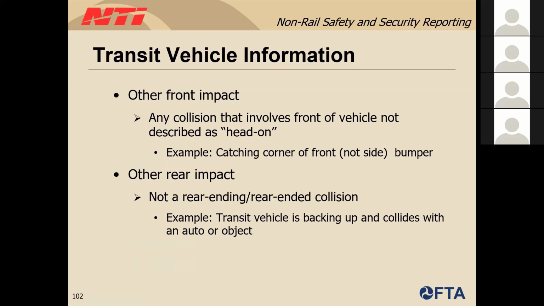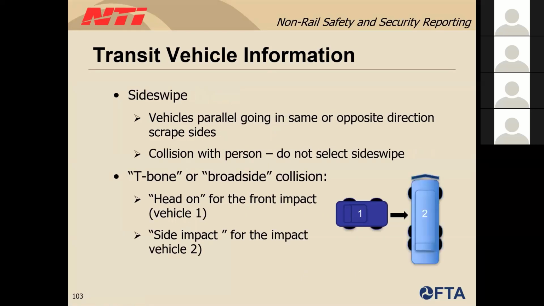Likewise, other rear impact is used when the transit vehicle is impacted on the rear, but not when it would be considered rear-ended. An example would be if the transit vehicle was backing up and hit a utility pole. Sideswipe is used when two vehicles are parallel to each other, going in the same or opposite directions and bump and scrape along the sides of each other. Both vehicles would be reported as sideswipe.